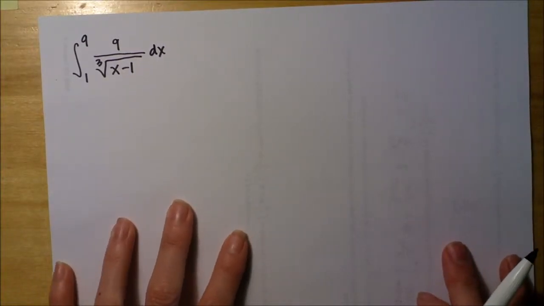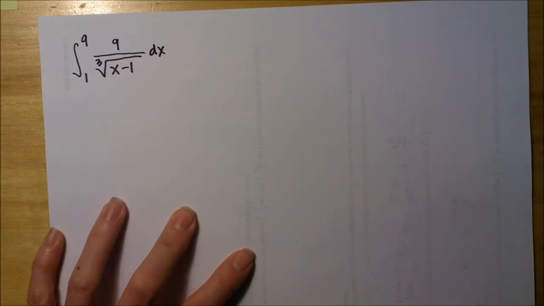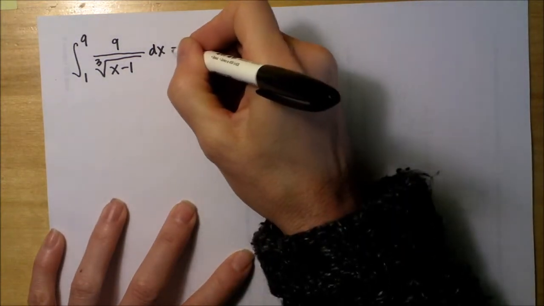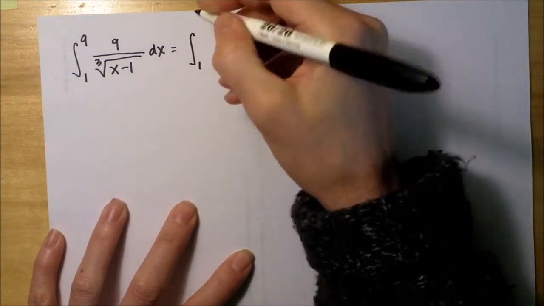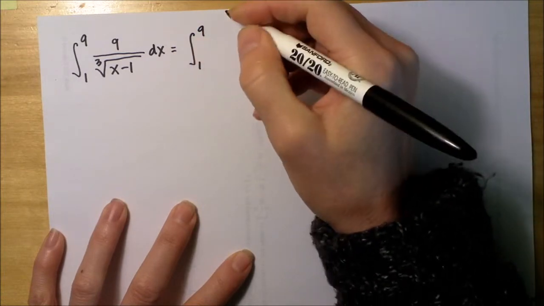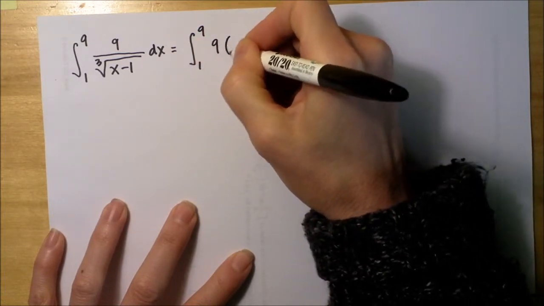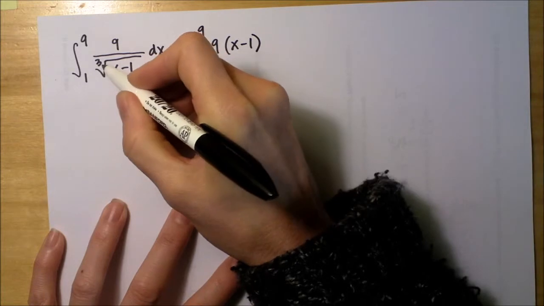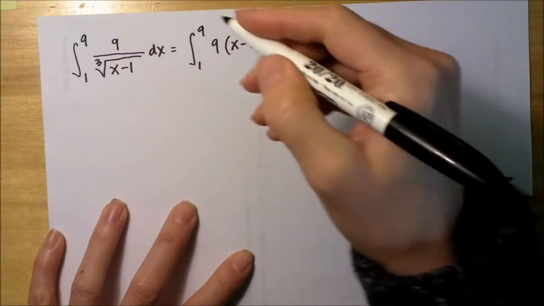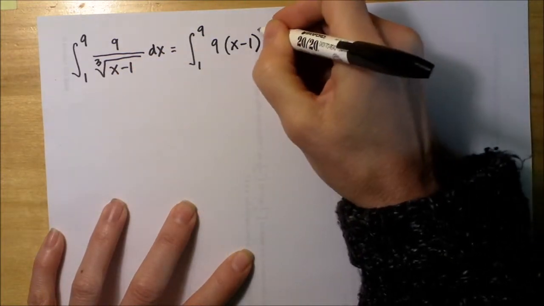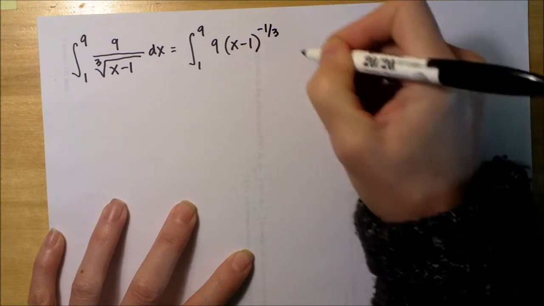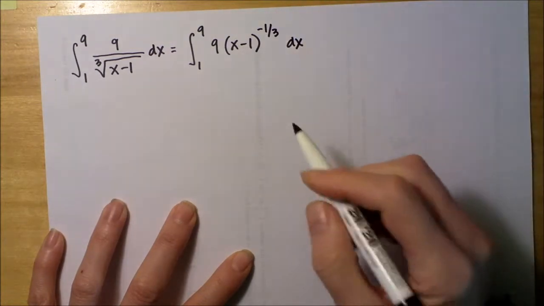Hey there. So the problem that I got for this one looks like this. In order to integrate it, I'm going to write it like this: 9 times. The cube root is the 1/3 power, and since it's in the denominator, I'll make the exponent negative. So it looks like this.